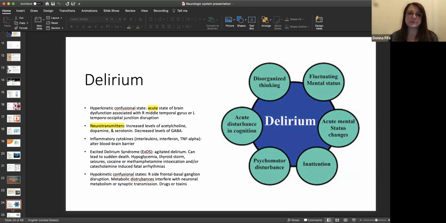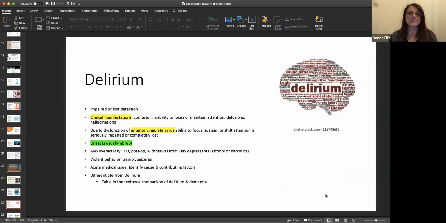There's excited delirium syndrome, which is agitated delirium and can lead to sudden death. Hypoglycemia, thyroid storm, seizures, cocaine or methamphetamine intoxication, and or catecholamines can induce fatal arrhythmias. Hypokinetic confusional states, there's right side frontal basal ganglion disruption, metabolic disturbances interfering with neuronal metabolism or synaptic transmission, and this can be from drugs or toxins. And there are some different symptoms that go along with delirium.